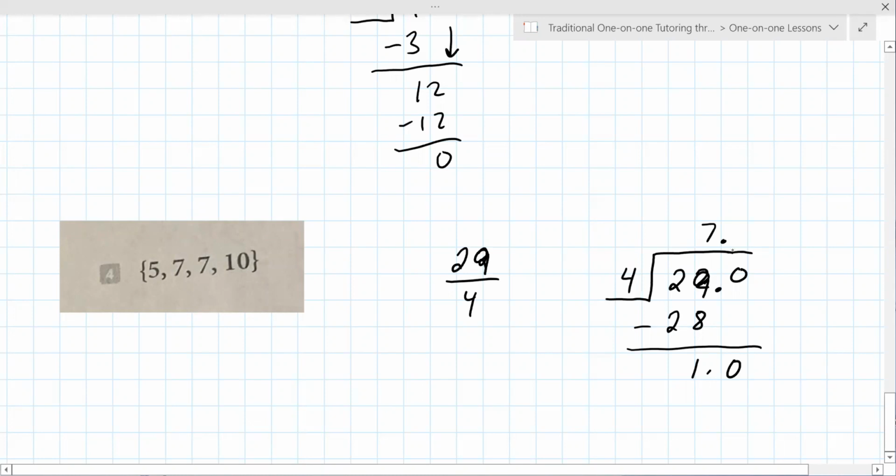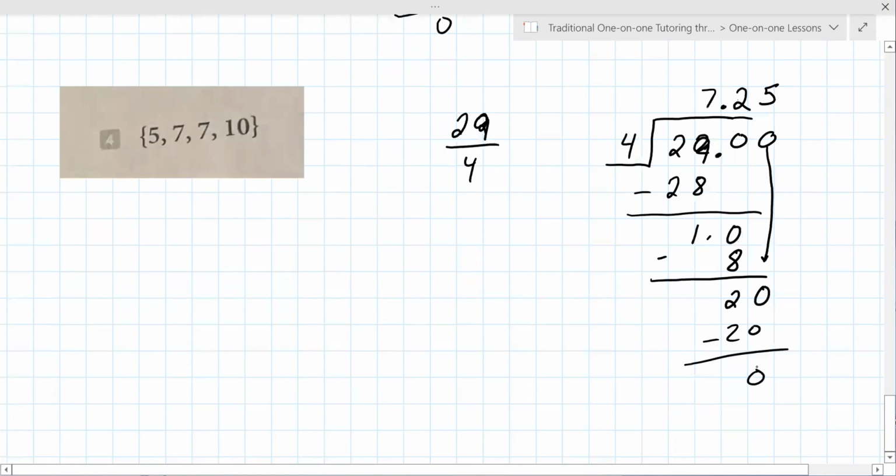So how many times does 4 go into 10? 2 times. 2 times 4 is 8. Subtract, and then you bring yet another 0 down. 4 can go into 20 5 times. There you go. And 5 times 4 is 20. And that's your final answer.